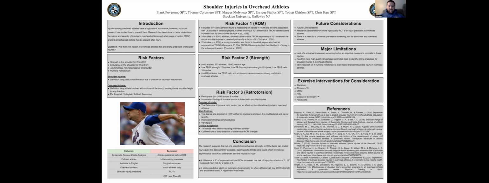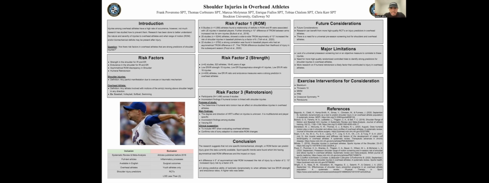Risk factor two was strength. We looked at 2 systematic reviews, and they found that low external and internal strength, low supraspinatus strength, and low external to internal ratio and endurance were all risk factors in overhead athletes.